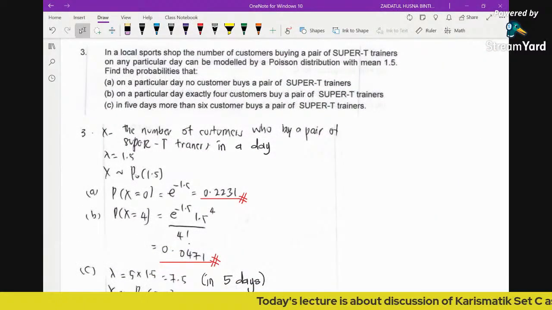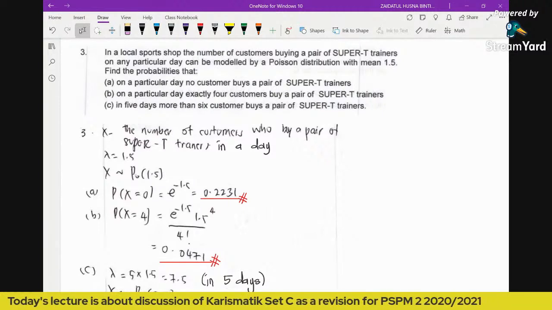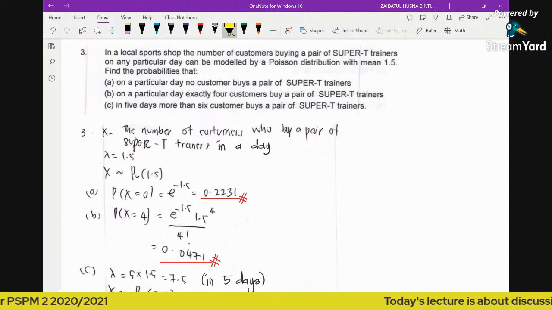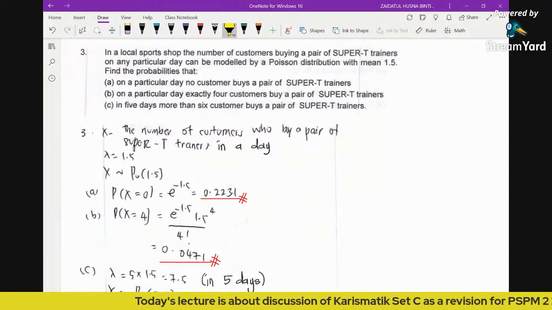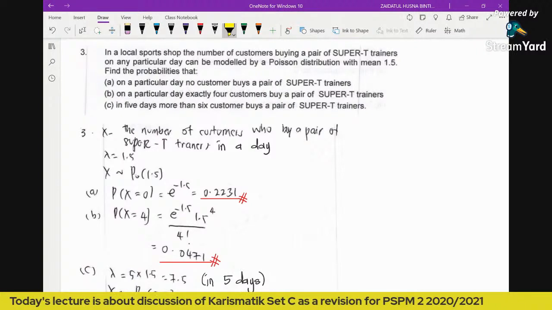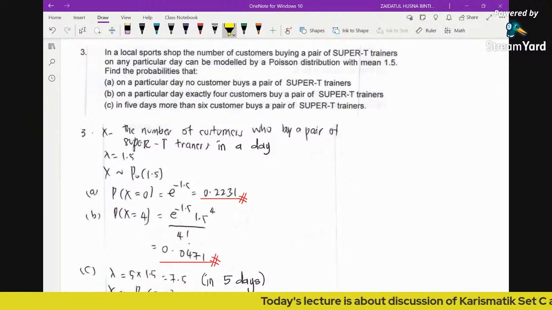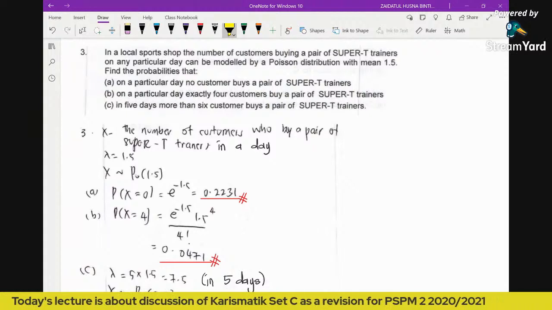Question number 3. In a local sports shop, the number of customers buying a pair of Super T trainers on any particular day can be modeled by a Poisson distribution with mean 1.5. So now let's declare our random variable. Some of the students ask me, Madam, do we really need to declare the random variable? Actually, there's no mark for the declaration, but it really helps you to solve the problem. You will see this clearly when you have the lambda doubled or tripled, then the value of lambda will change. So that's why it is important, even though it doesn't give you any marks, and it will help you as we go along the question.